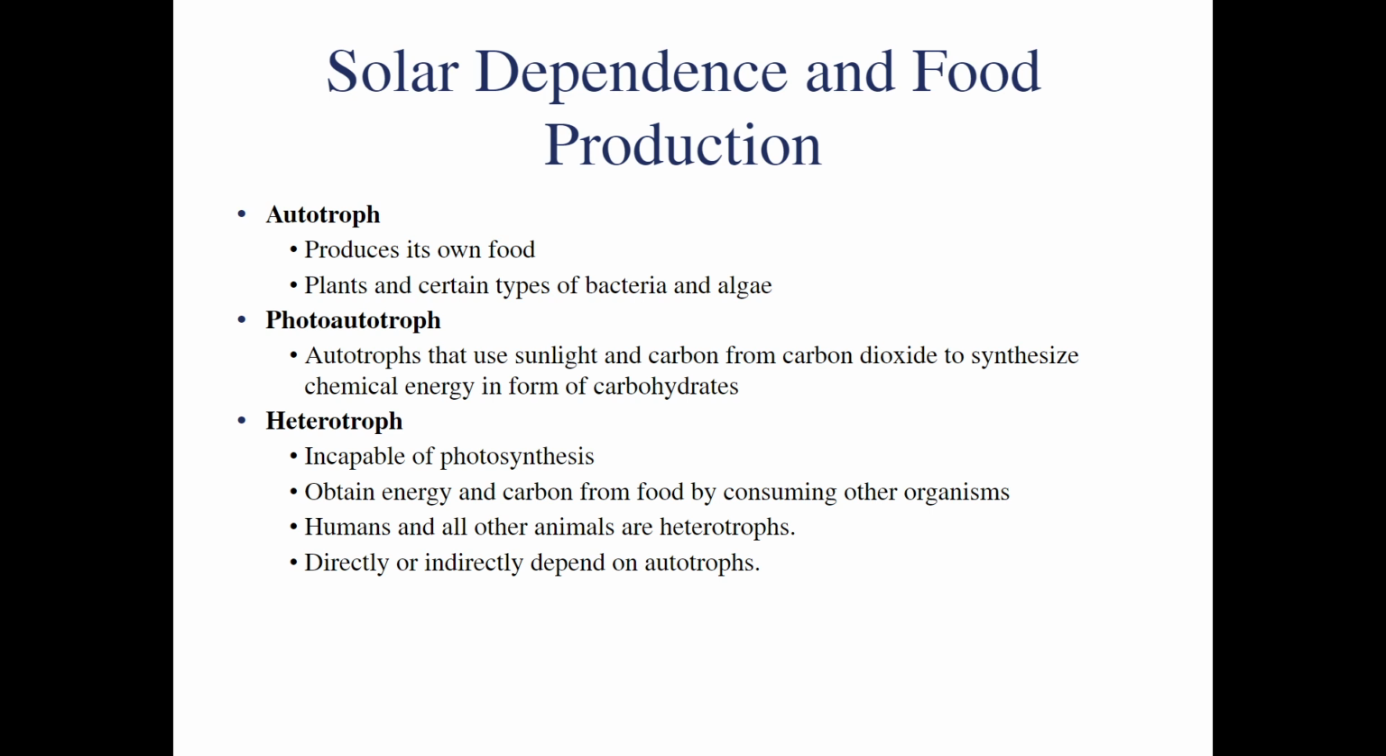Now, we're heterotrophs. Humans and all other animals are heterotrophs. We're incapable of photosynthesis, and we obtain energy and carbon from our food. We break down carbohydrates, so we consume other organisms, whether they be animals, plants, or a combination. So we directly or indirectly depend on autotrophs, depending on our diet.